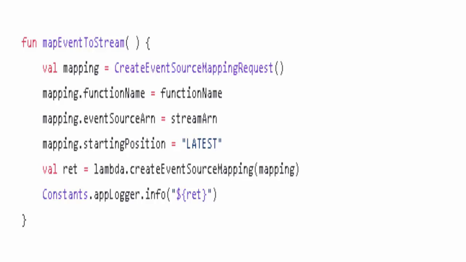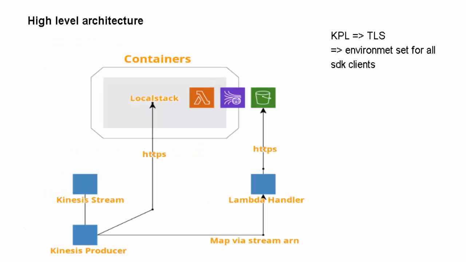Then the SDK client for Lambda, we can create that mapping. So when we use our Kinesis producer to push data into the stream, JSON from the stream is going to get pushed to our Lambda function for processing.